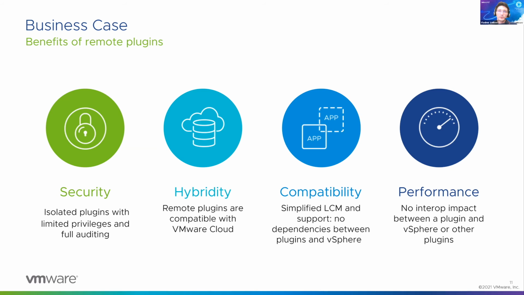And this transfers neatly to the hybrid story, where VMware Cloud on AWS supports only remote plugins. And it means that if you as a user in vSphere on-prem use a solution from a particular vendor, you would be able to seamlessly use the same solution in the VMware Cloud. And you would be able to manage both the private and the public cloud in the hybrid scenario.